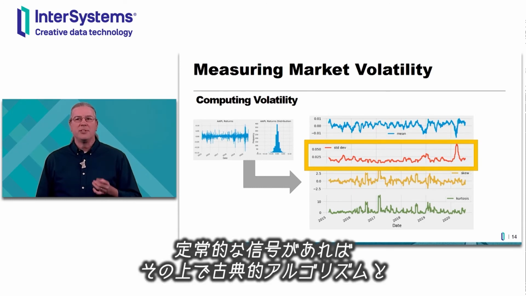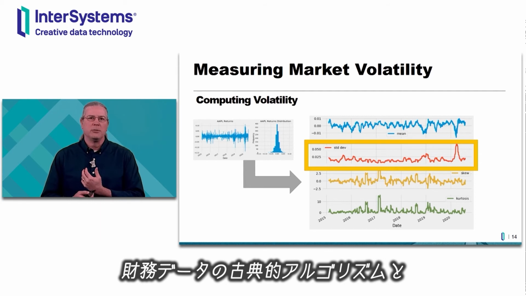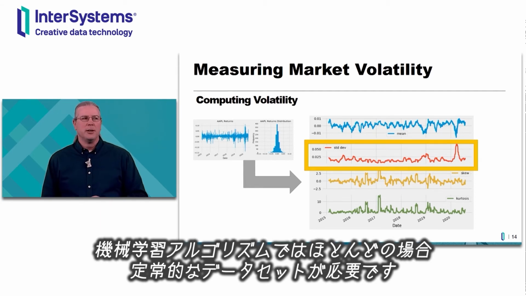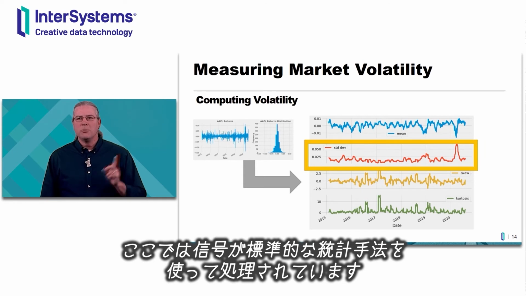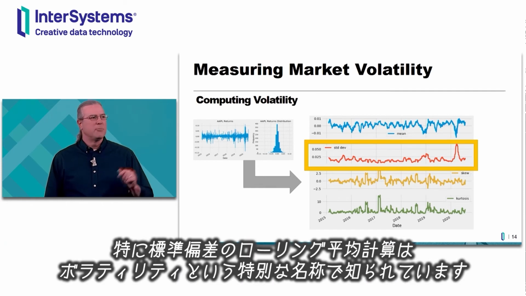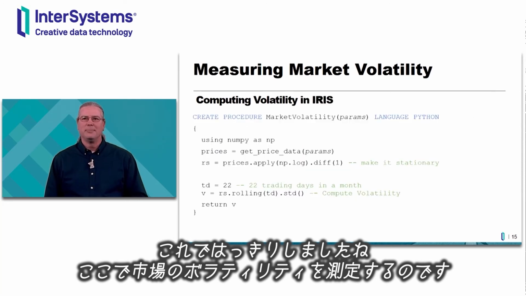And now that we have the stationary signal, we can use both classical and machine learning algorithms on it. For most of both classical and machine learning statistical algorithms for financial data, you really want a stationary data set brought in first. So here we see the signal processed through some standard statistical techniques, and in particular, the rolling computation of the standard deviation is known by the special name volatility. So if you've ever wondered, that's where market volatility is measured, and that's where that comes from.